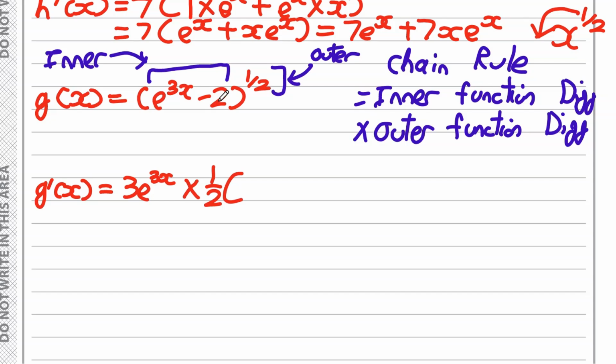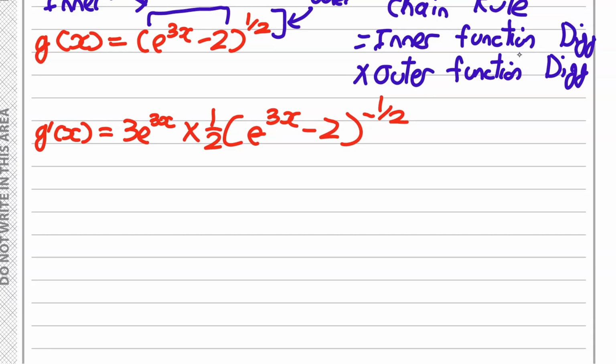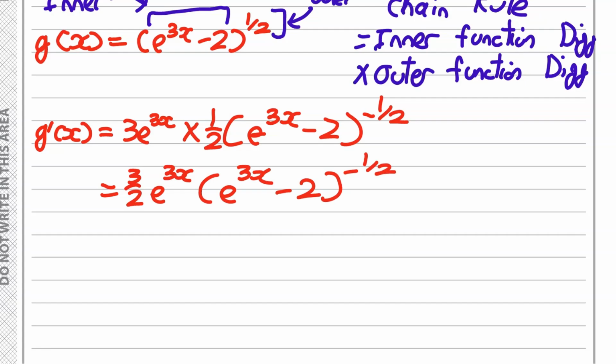When we differentiate the outer function, we don't touch the inner function. This is kind of the x, so we just keep this as e to the power of 3x minus 2. And if it's to the power of a half, when we differentiate this, it's now going to be to the power of minus a half. And we can simplify this because we've got 3 times a half, which is 3 over 2 e to the power of 3x, and then it's this e to the power of 3x minus 2 to the power of minus a half. So this is g dash of x.